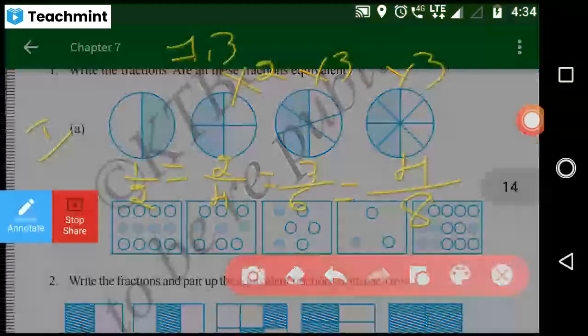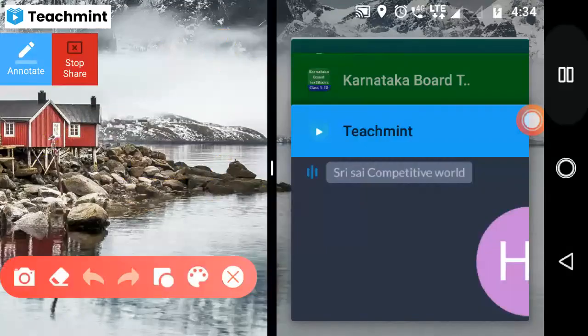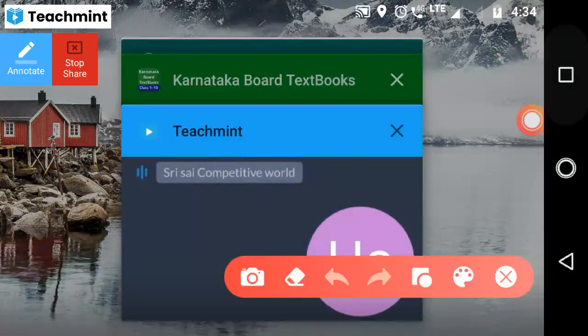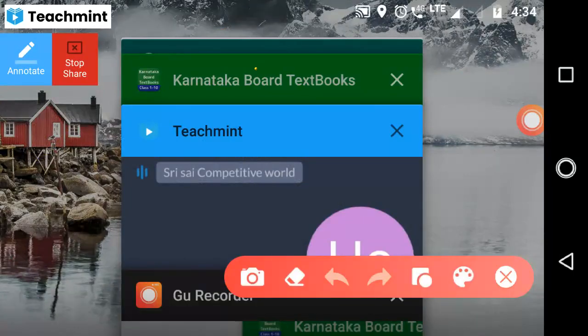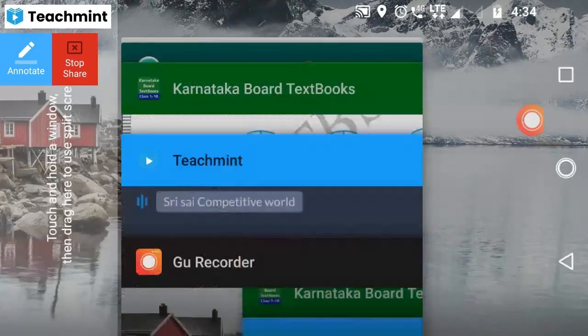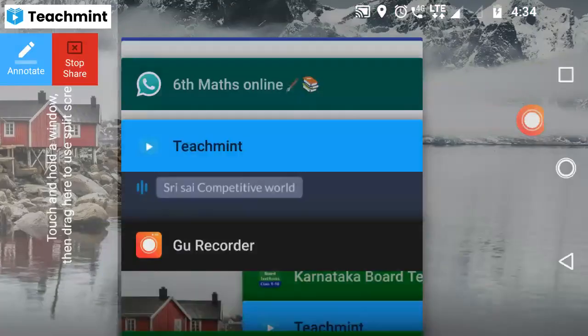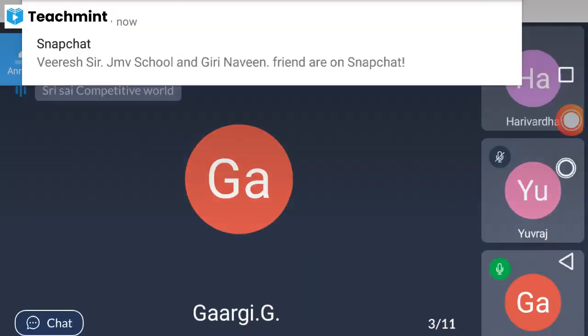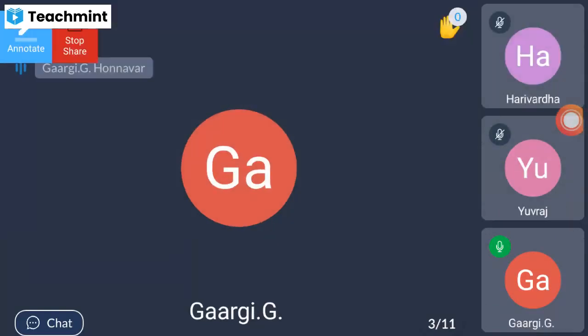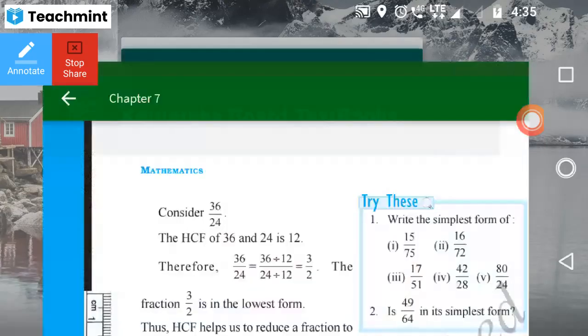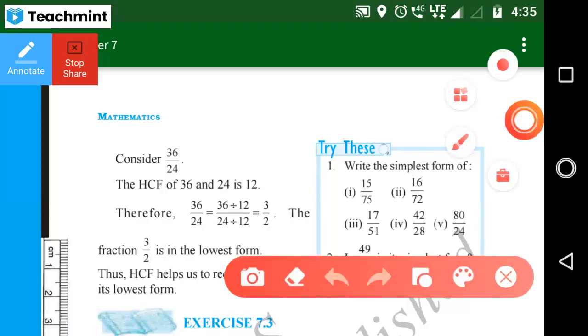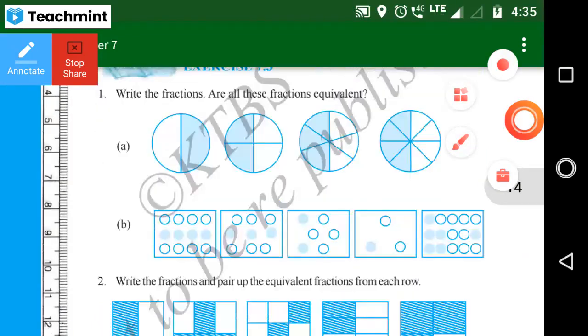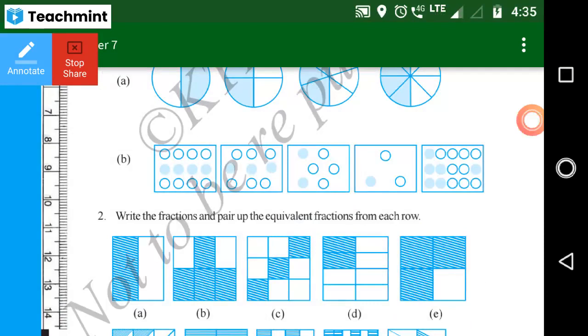Yes, complete this one fast. Make it fast. Those who are completed, good. Ma'am, I divided them and I got the answer as 1 by 2, 2 by 4, 3 by 6 and 4 by 8. Second one, no? No, ma'am, the first one. Ma'am, for the second one, we have to draw the figure also.